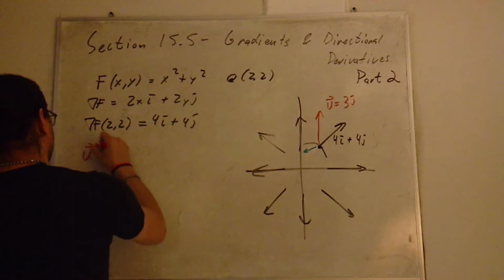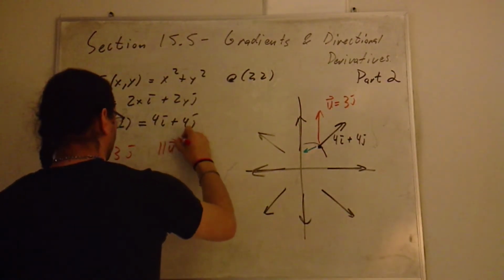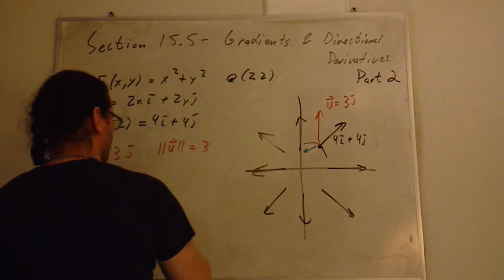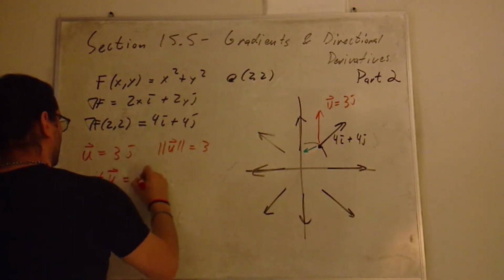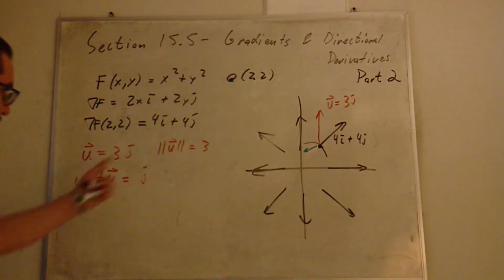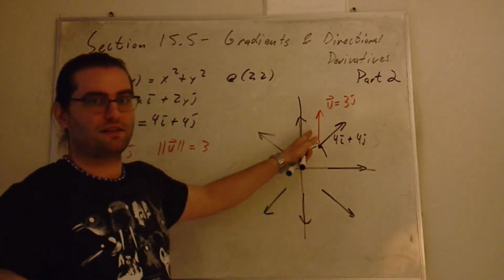So if u is 3j, the magnitude of u is pretty obviously 3. And that means unit u should just be j. 3j divided by 3. So that's the thing there.